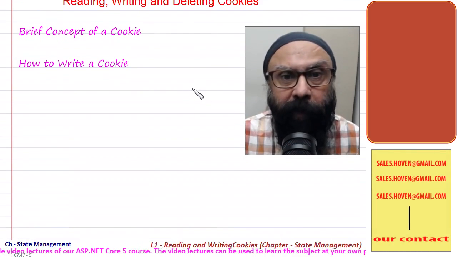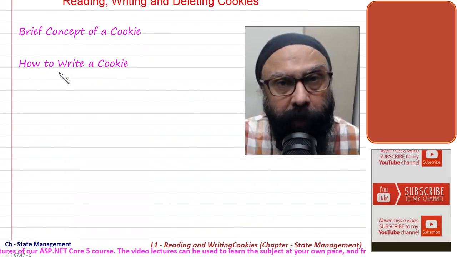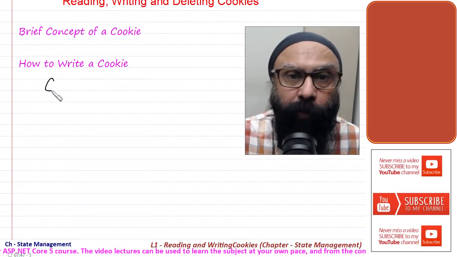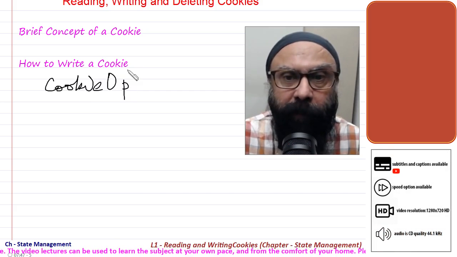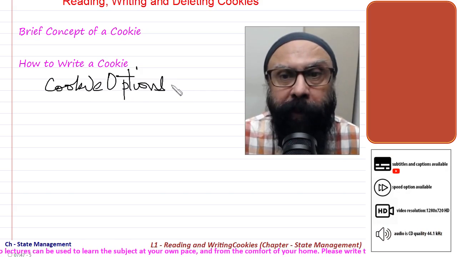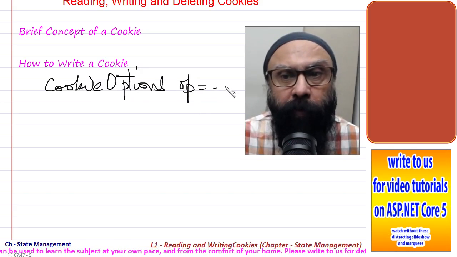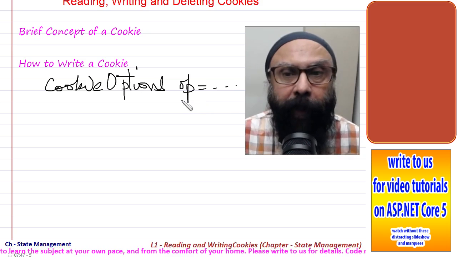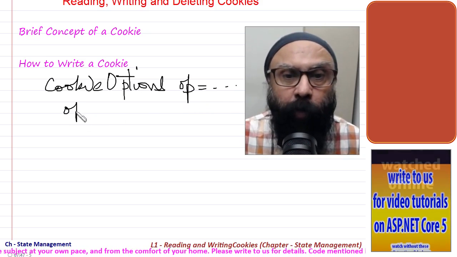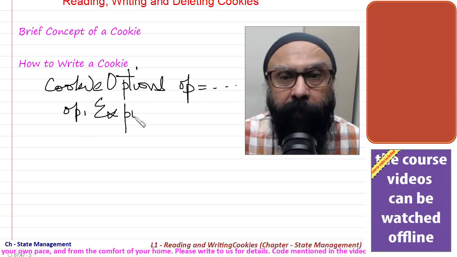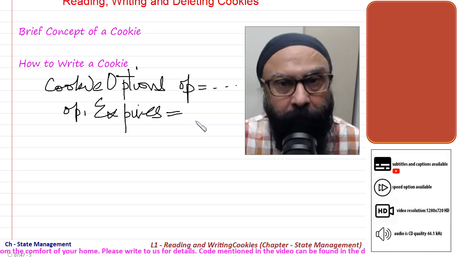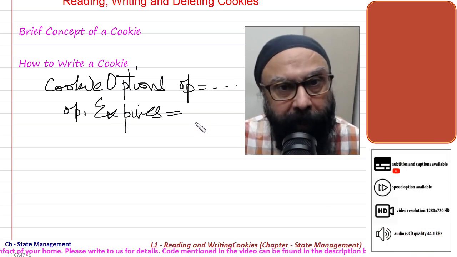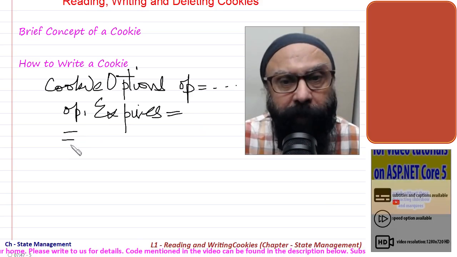First of all, what is the code snippet to write a cookie? The steps are that you create cookie options. I'll come to the detailed code in a moment, but let me explain. You will create cookie options, op is equal to new something, and then you can set properties like op.expires, the date time when it expires, when it will be treated as ended, and you can add more options.